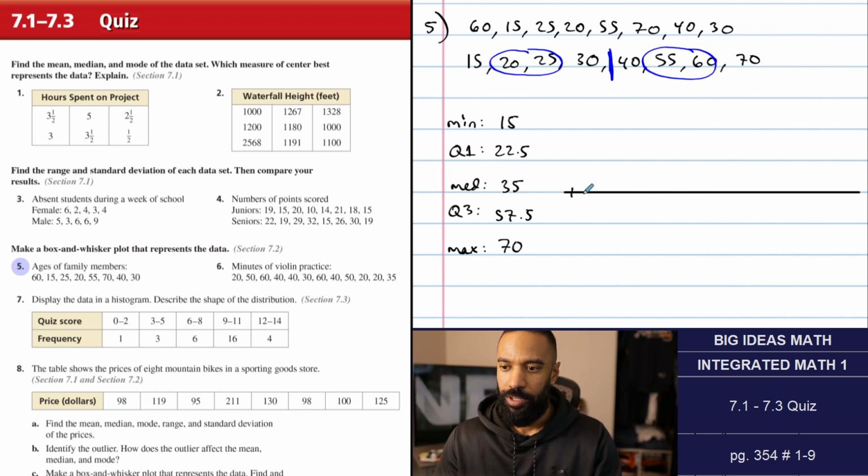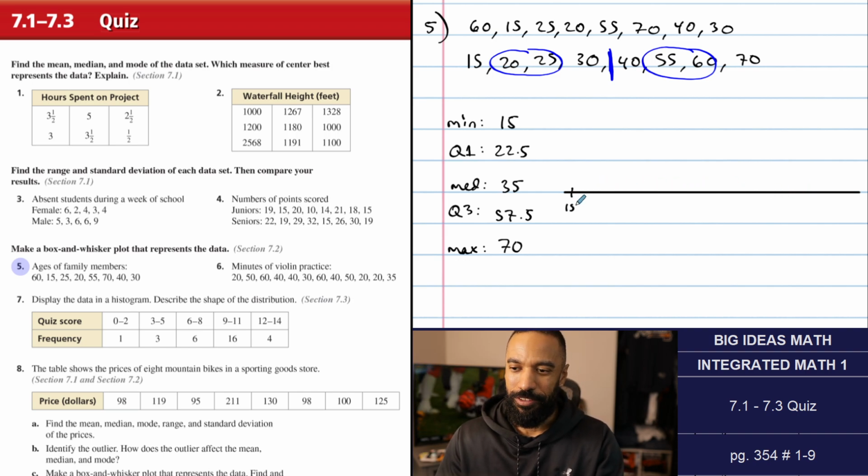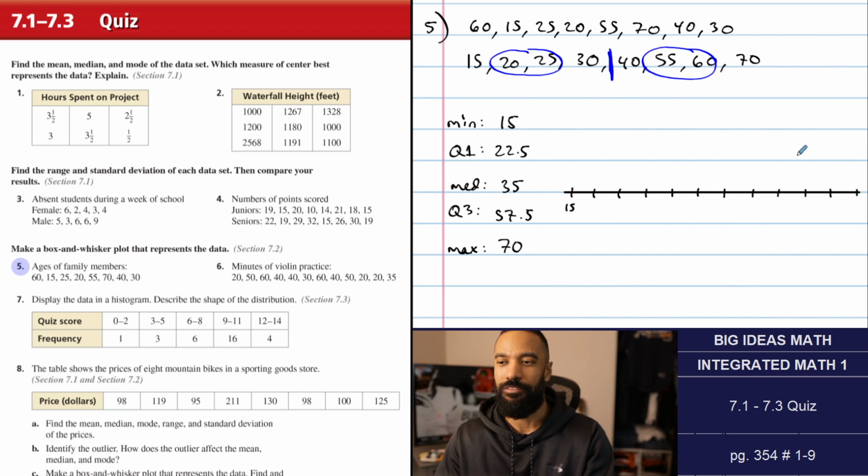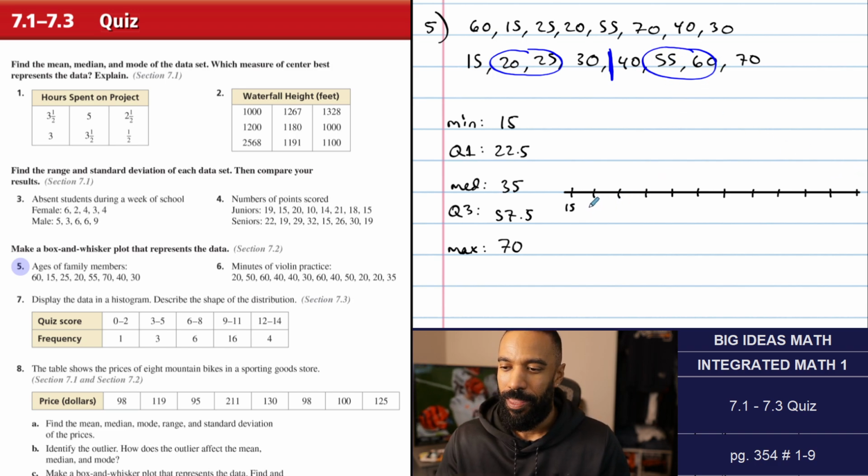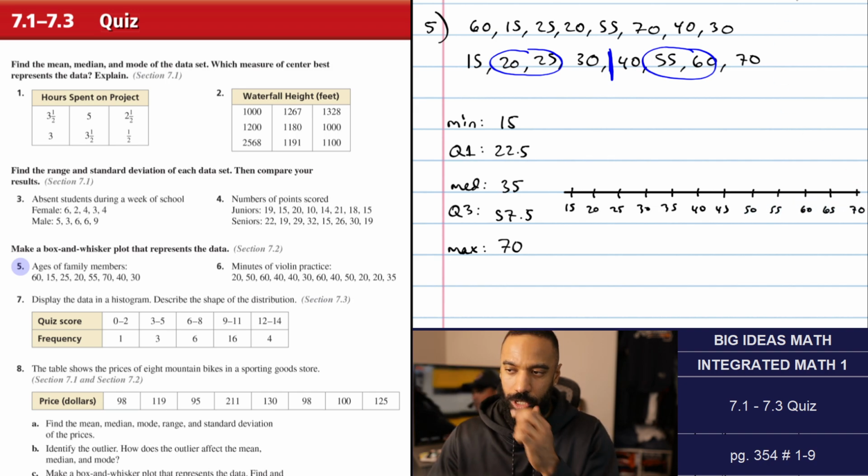Oh, this is probably too small. 15, 20, 25, 30, 35, 40, 45, 50, 55. Oh, shoot. It was probably good the first time. 30, 35, 40, 45, 50, 55, 60, 65, 70. For some reason, I thought we were ending at 55. I have no idea. I was just looking up here. My bad, guys. 15, 20, 25, 30. And then the second time I caught it. Okay, I'm good just going to my ends right there.